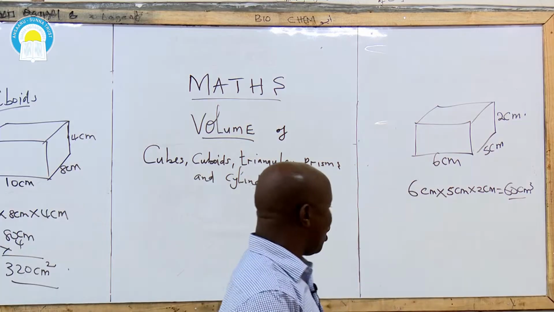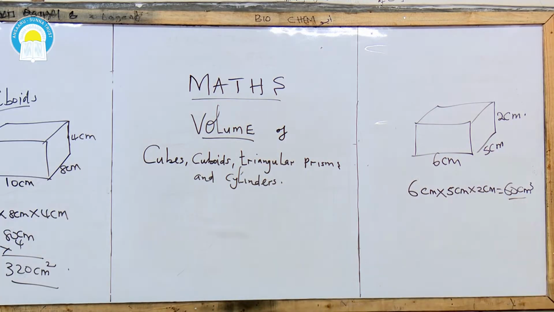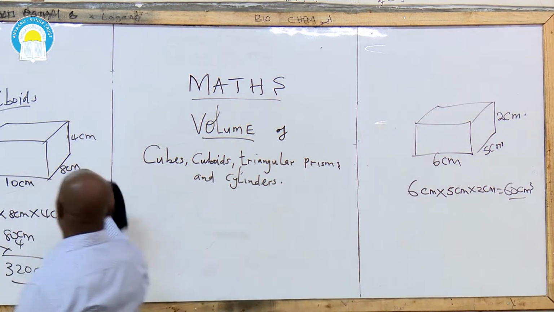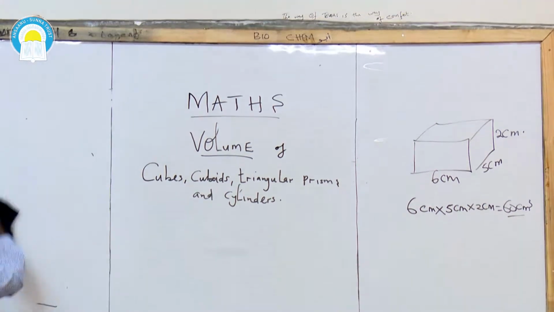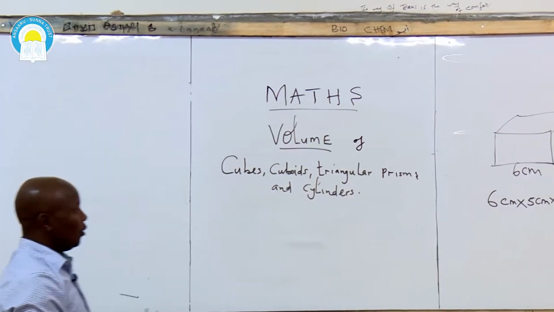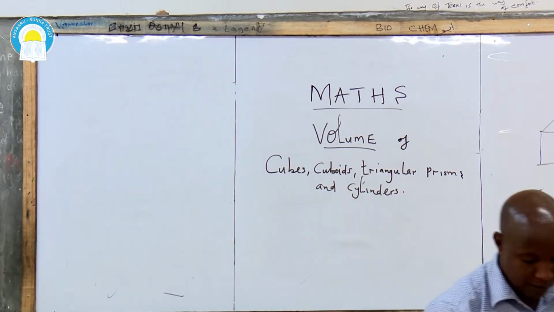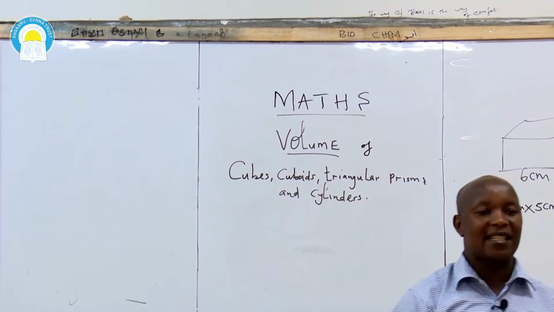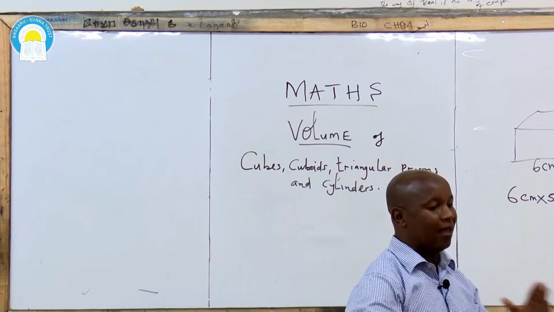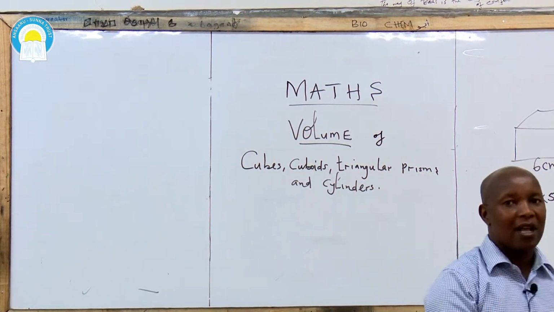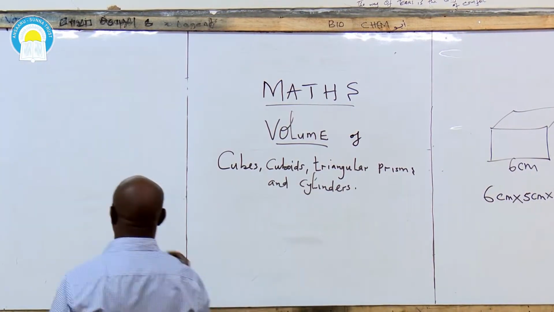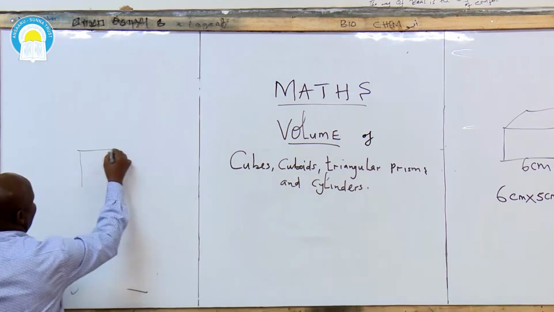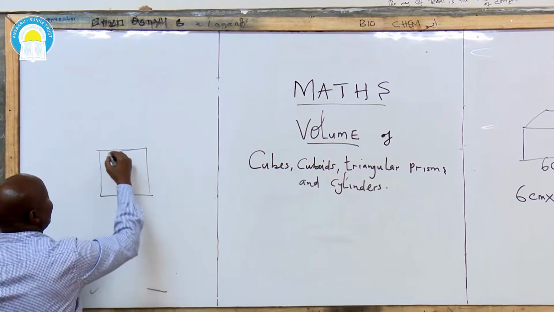Now let us go to the volume of cubes. A cube is different from a cuboid in only one way. In a cube, all the sides are equal, unlike a cuboid where the length, the width and the height are quite different. A cube is just like a square, where all the sides are equal.